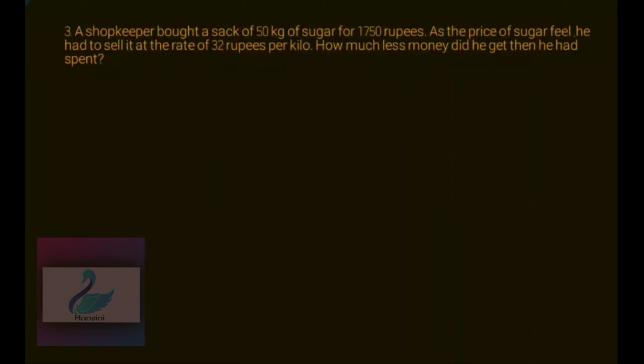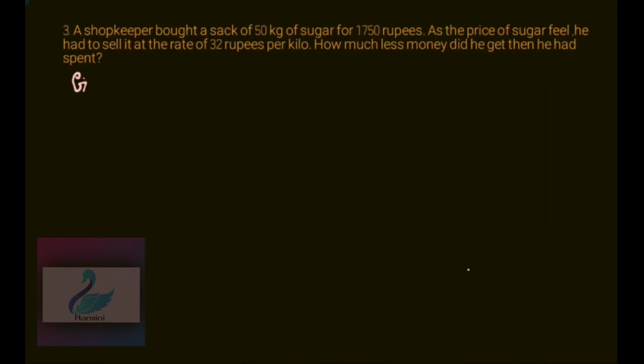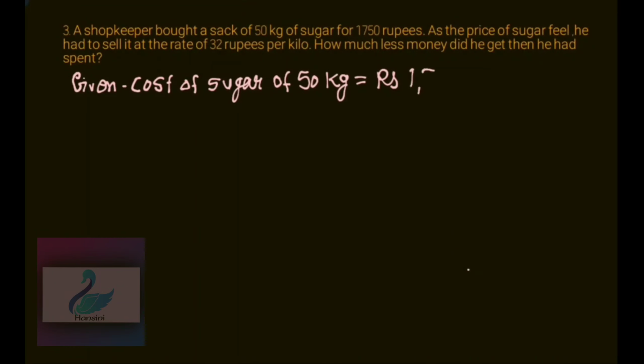Now we will do the third sum, and the next sum you will see in my next videos. A shopkeeper bought a sack of 50 kg of sugar for 1,750 rupees. As the price of sugar fell, he had to sell it at the rate of 32 rupees per kg, that is per kilo. How much less money did he get than he had spent?